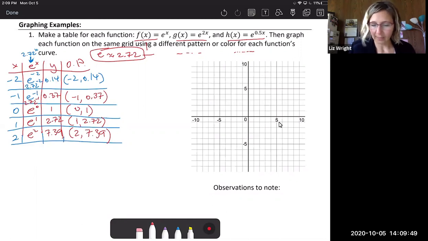So this one, we're going to have -2, up 0.14, which is going to be kind of hard to graph in there. And then I'm going to do -1 and 0.37. So just going to stick it in there too. And then 0, 1. And then we've got 1, almost 3, right? And then we've got 2, about 7.5. 5, 6, 7. So about like that.